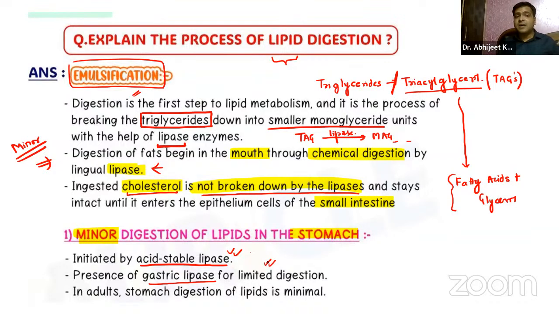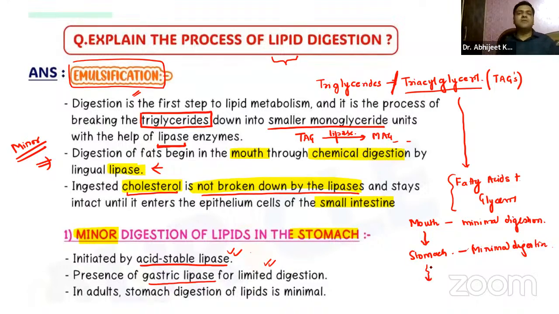Apart from that, if we talk about adults, in the mouth there is minimal digestion of lipids. You already know from the mouth, the food and lipids go into the stomach. In the stomach, we also have limited or minimal digestion, guys. Now, where does the complete digestion of lipids take place? It is the small intestine.